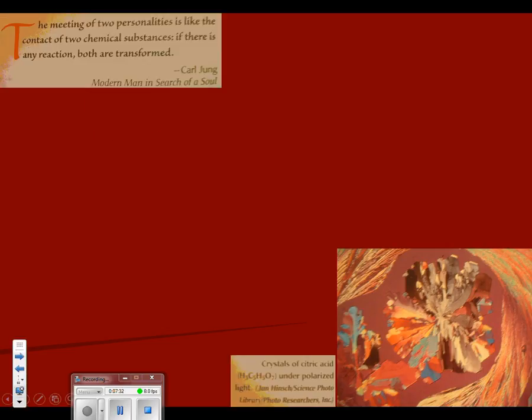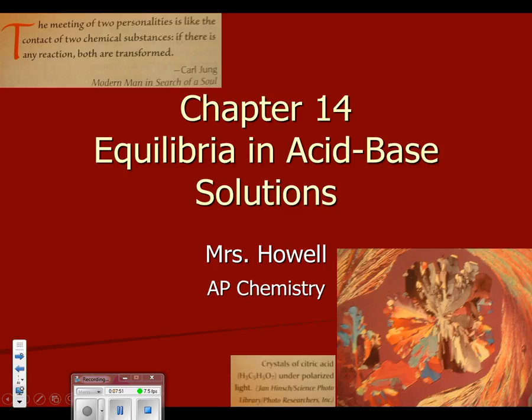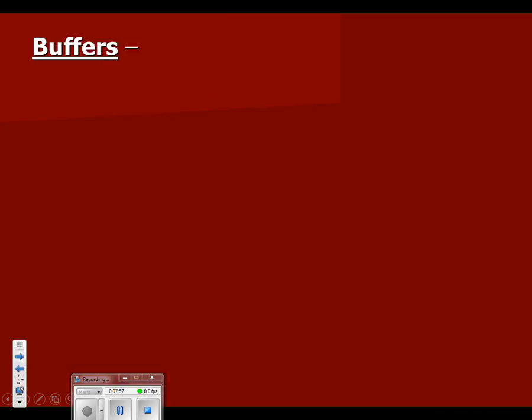The meeting of 2 personalities is like the contact between 2 chemical substances. If there's any reaction, both are transformed, by Carl Jung. This is a crystal of citric acid right here under polarized light. And we'll be working with citric acid in a little bit. So the big thing we're working on today is equilibrium in acid-base solutions and all about buffers. I think this is the buffer one, yes.